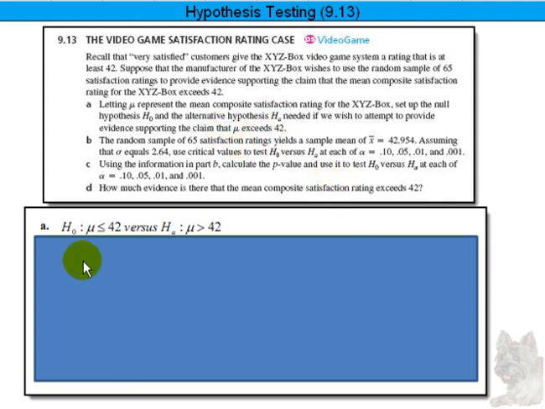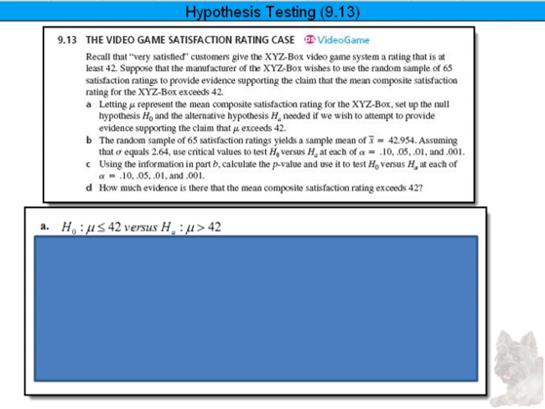All right, well, here's how we would set it up. The null hypothesis is that the mean is less than or equal to 42 versus H alpha, which would have a mean that's greater than 42. Okay, that's part A. Now, let's read part B.